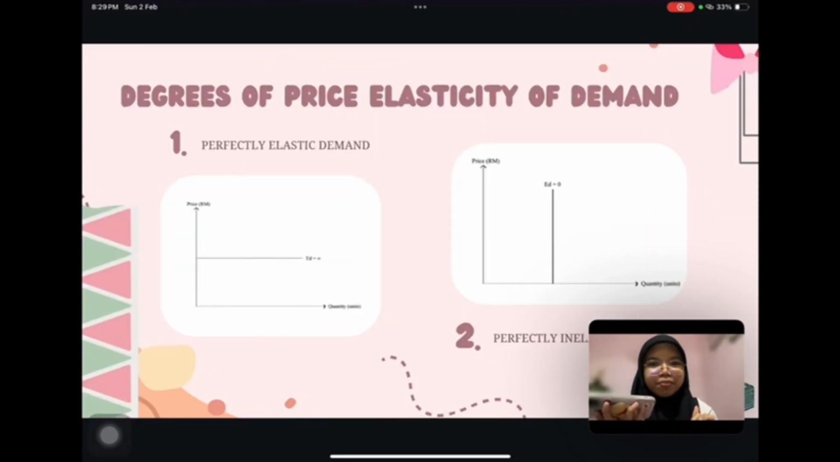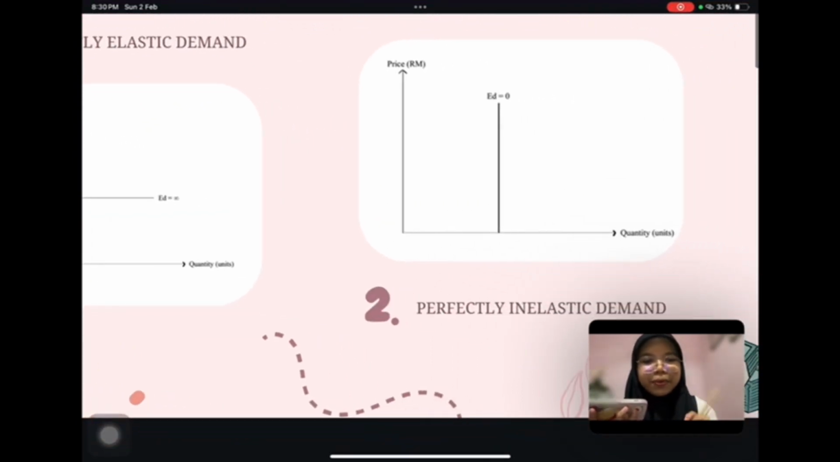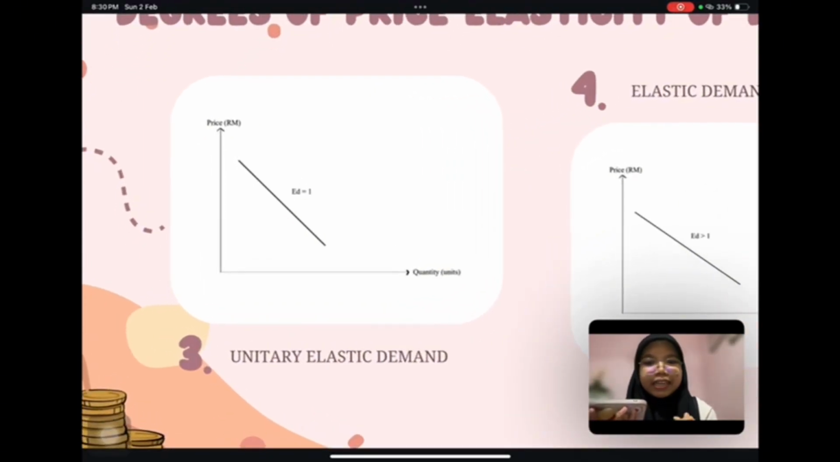There are 5 degrees of price elasticity of demand. The first one is perfectly elastic demand, which is where the elasticity of demand equals infinity. The second one is perfectly inelastic demand, where the elasticity of demand equals 0. The third one is unitary elastic demand, where the elasticity of demand equals 1.